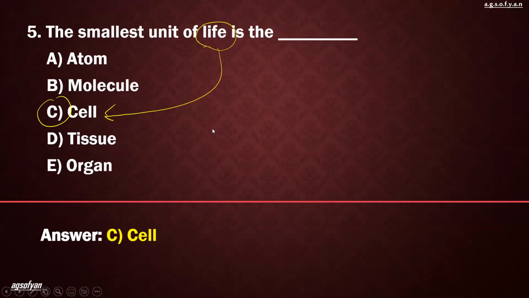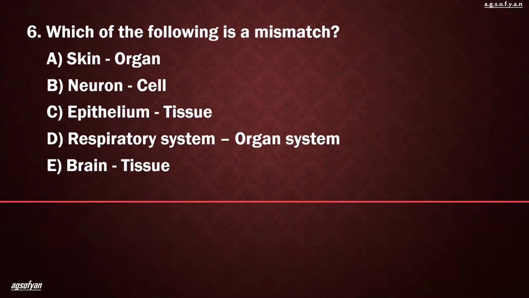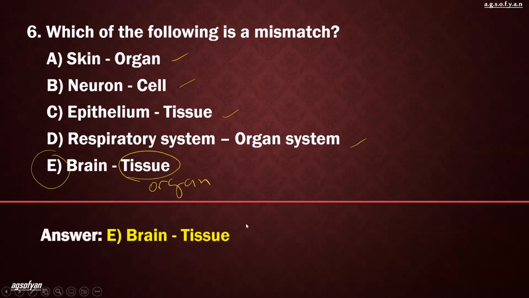Get it? Which of the following is a mismatch? Skin, organ, yes. Neuron, cell, yes. Epithelium, tissue, yes. Respiratory system, organ system, yes. Which one is a mismatch? Brain, tissue. Brain should be organ. So that's the correct answer.